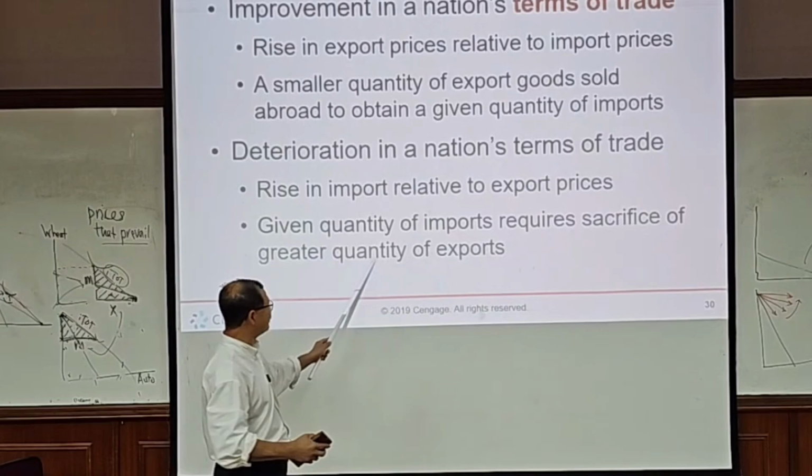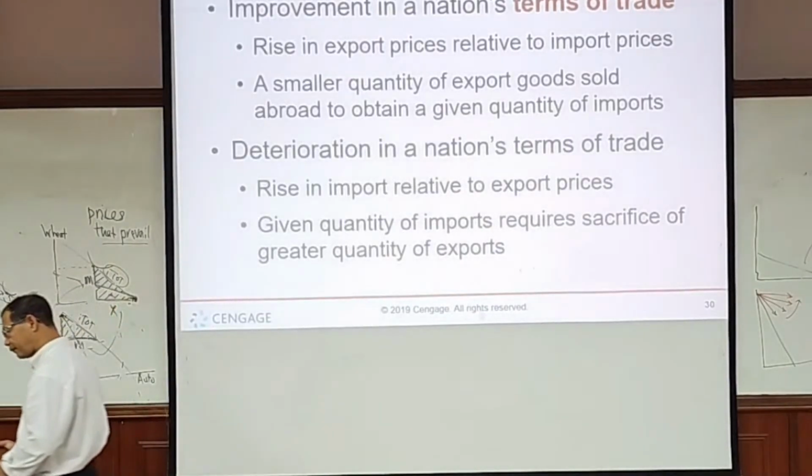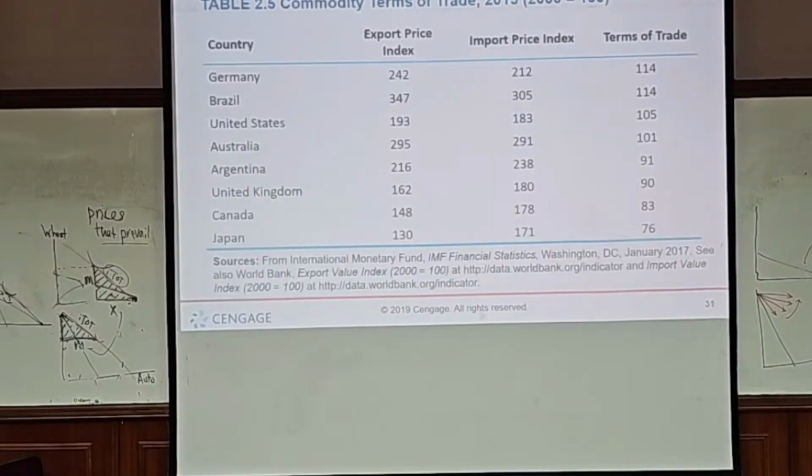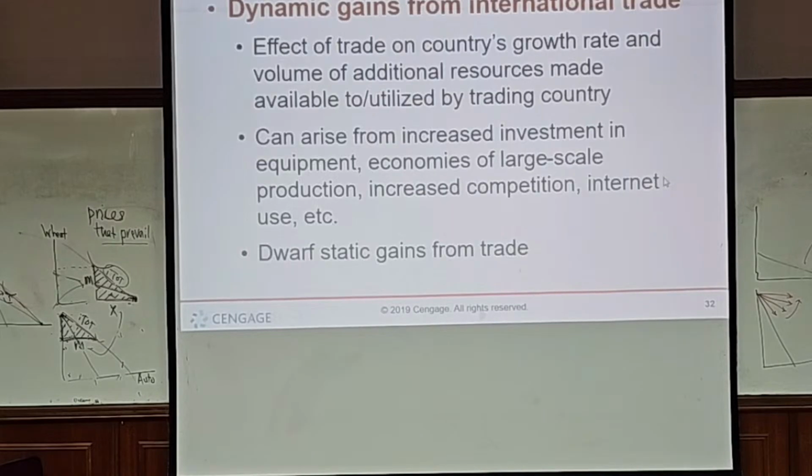Dynamic gains from trade. So what we did, what is static? This is terms of trade: export price, import price, terms of trade. High for this, all this Germany, the States, low. Yeah. Dynamic gains from trade. So what we discussed just now is static. What is static?